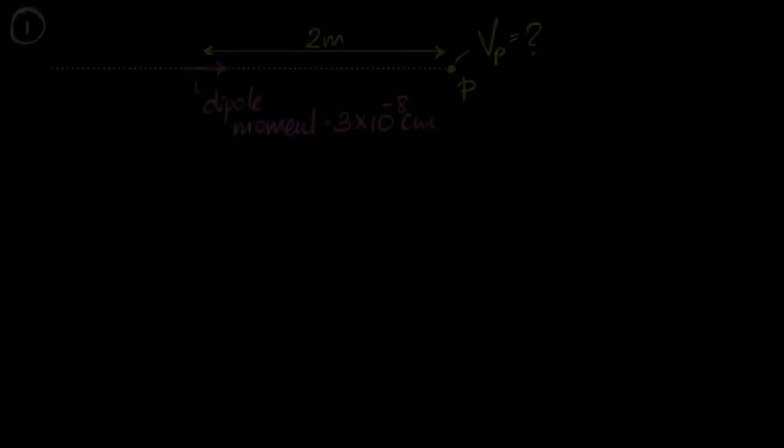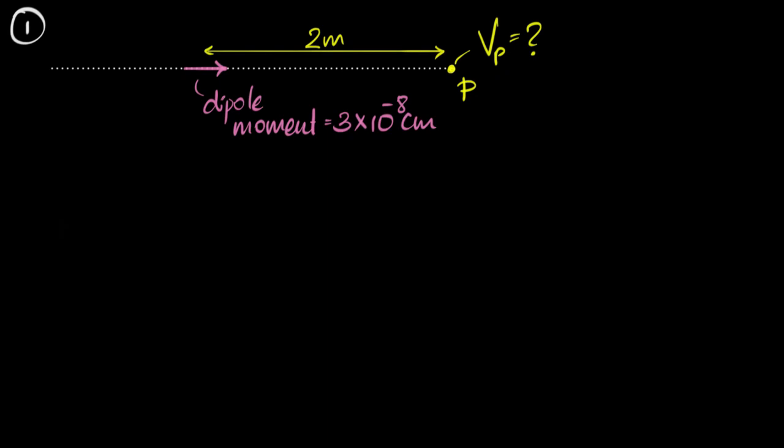Let's work out some numericals on electric potential due to dipoles. So here's the first one. We are given a point dipole, a tiny dipole, whose moment is given to be 3 times 10 to the minus 8 coulomb meter. This is not centimeter, this is coulomb meter. And we are asked to calculate what the potential is going to be at a distance of 2 meters from that dipole along the axis. So how do we do this?